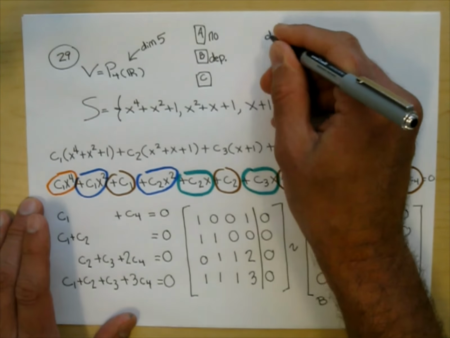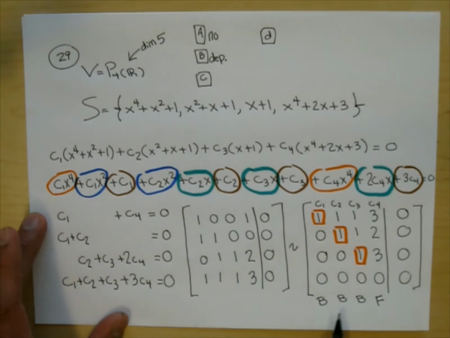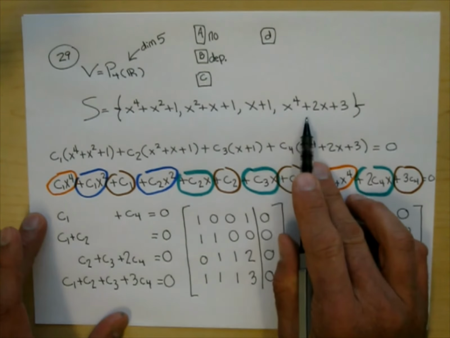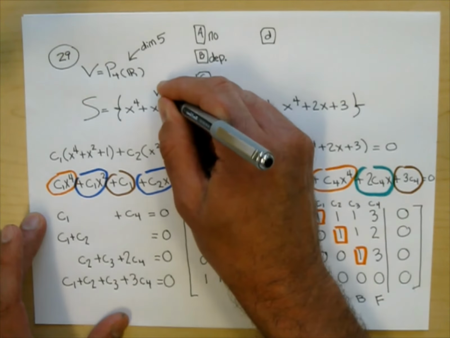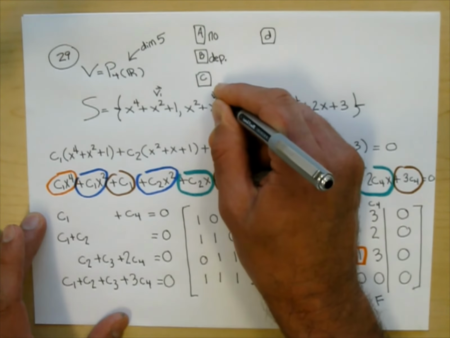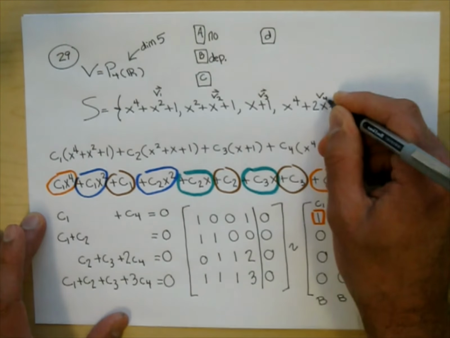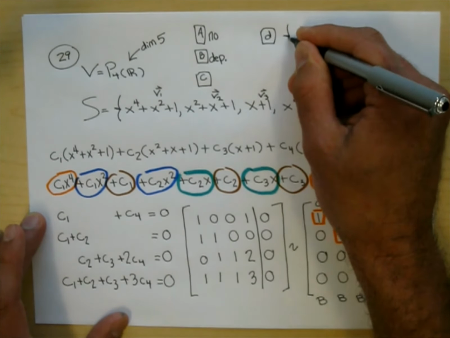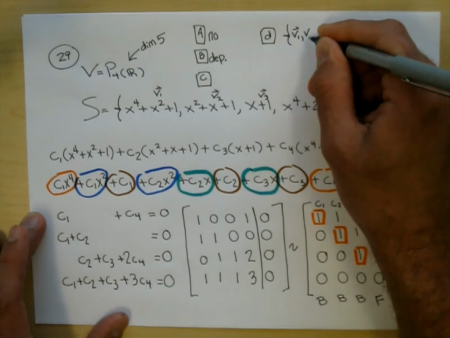Part D says if it's dependent, find an independent set of vectors that spans the same subspace of V as that spanned by S. So basically they want you to kick out the dead weight. Who was the dead weight here? This guy right here, x to the 4th plus 2x plus 3. He is dead weight. So if I call this one V1, V2, V3, and this one V4, then if I kicked out the dead weight, I would just have V1, V2, V3.